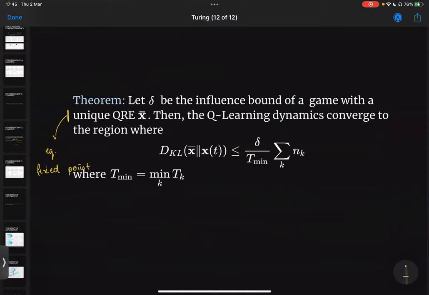Okay, it has a unique fixed point. That's the only assumption that we're making. And what it tells us is that the Q-learning dynamics are going to converge to some set. Okay, and let's just quickly go over what this set is referring to.